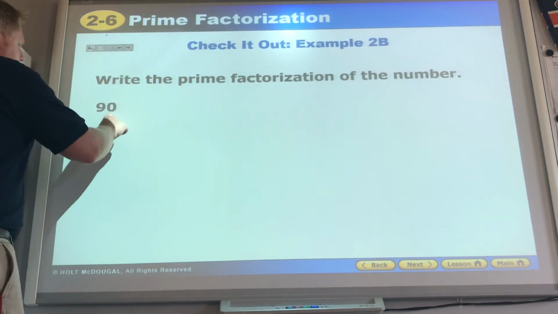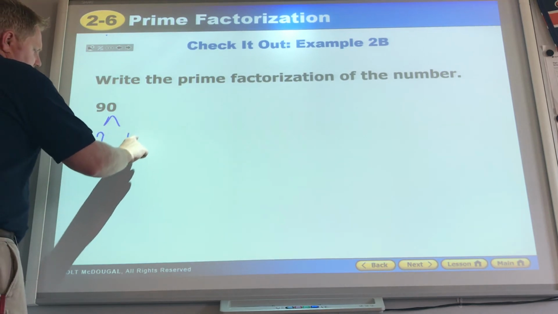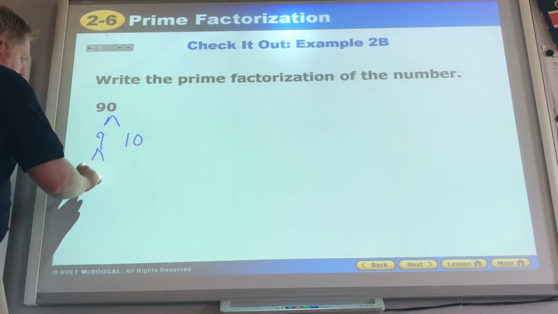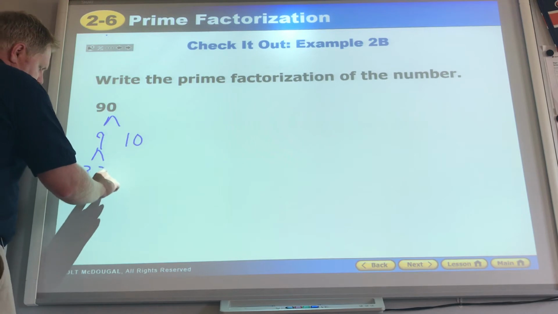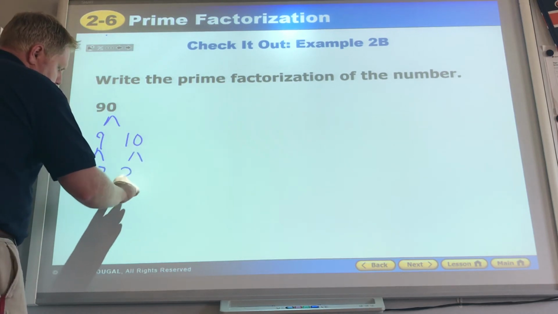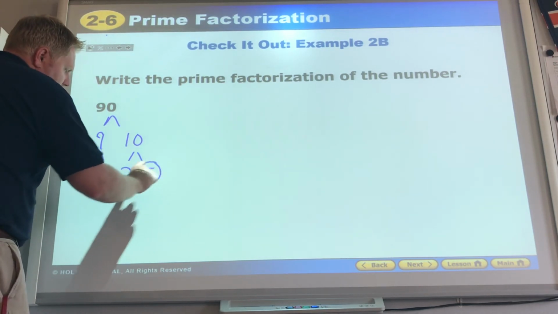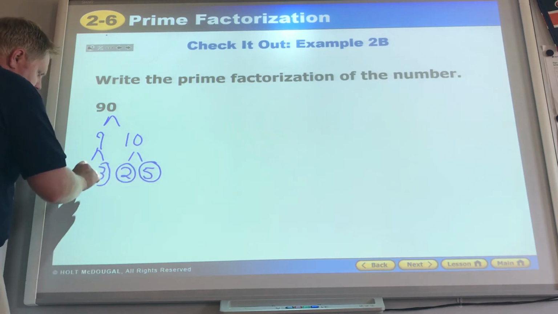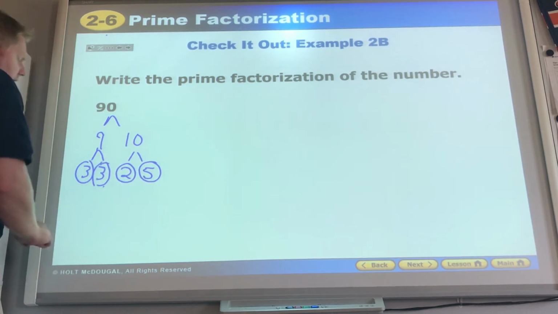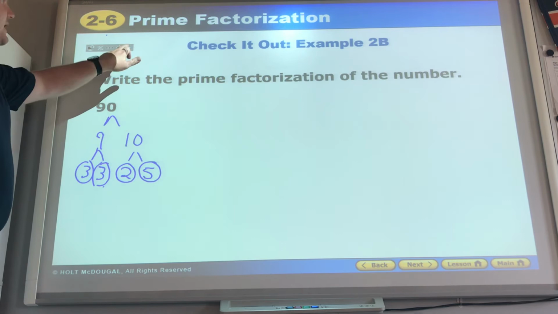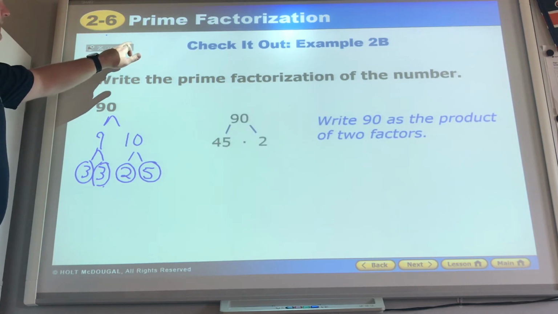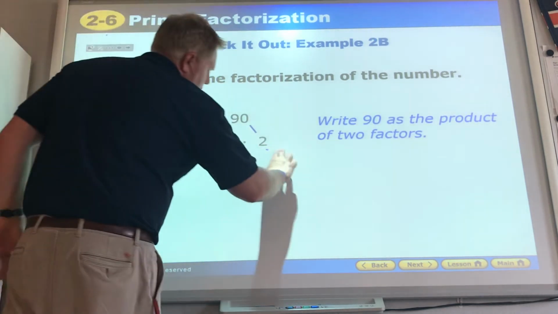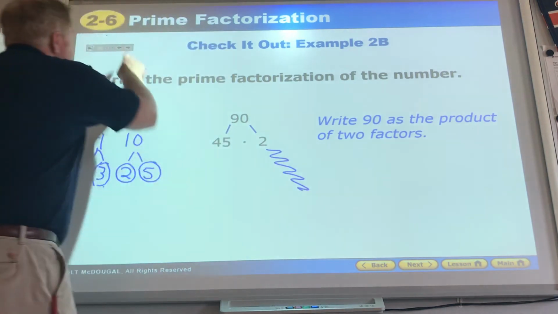90. 9 times 10. 3 times 3. 2 times 5. Prime number, prime number, prime number, prime number. That's where we wanted to be. They're going to write theirs out. Remember, all this googly gop out here we don't need.